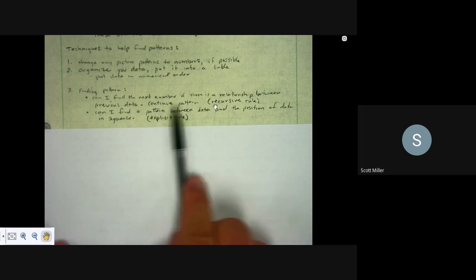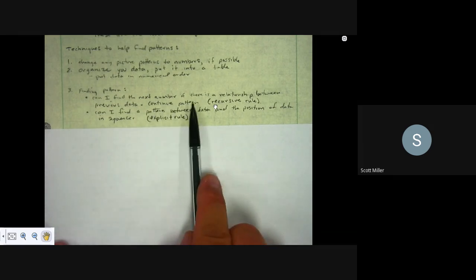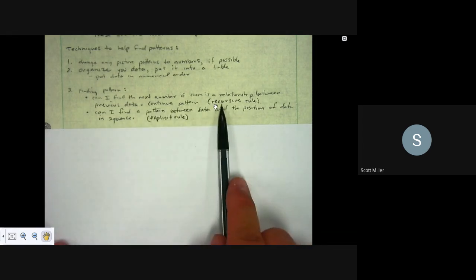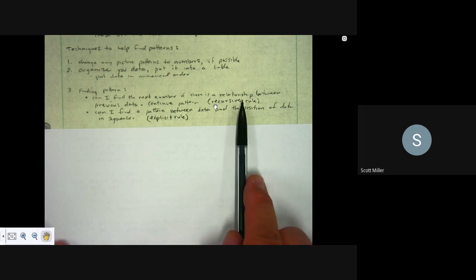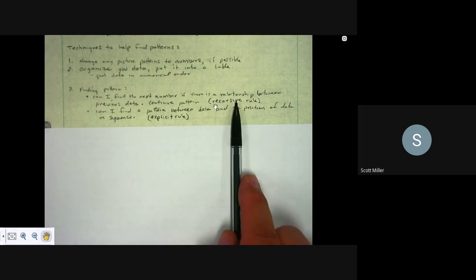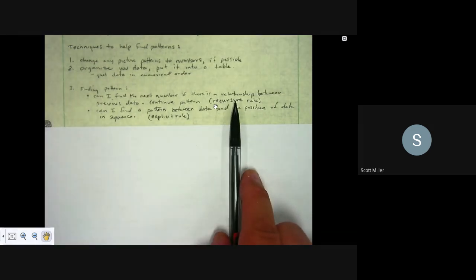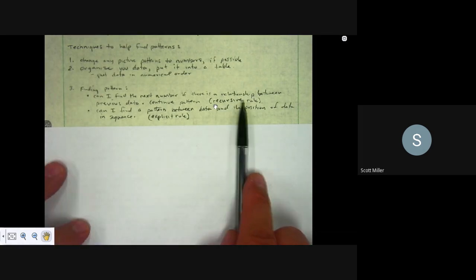We're trying to find patterns. So when I find a pattern, here are some questions that I can ask myself. Can I find the next number if there is a relationship between the previous data? Okay. Can I continue the pattern? To continue the pattern, this kind of situation is actually defined as a recursive rule. Can I use previous information to predict the next number? So can I get the next number from the previous number? That is a recursive technique.